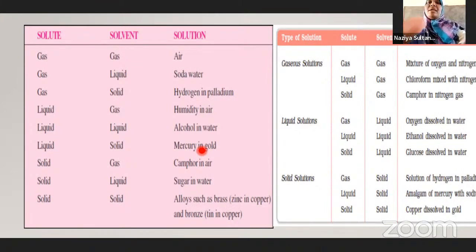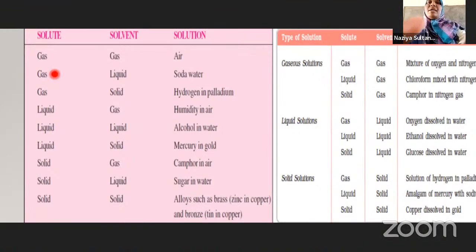Okay, a gas dissolved in a gas, that is nothing but air. These examples are very, very important, so please learn the examples. Next, gas present in a liquid. Example, soda water. What is the gas used there? Carbon dioxide. Gas present in a solid: the principle is called occlusion. Example, occluded hydrogen, or hydrogen in palladium.